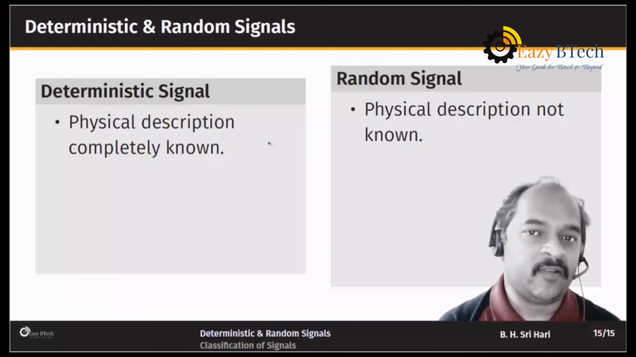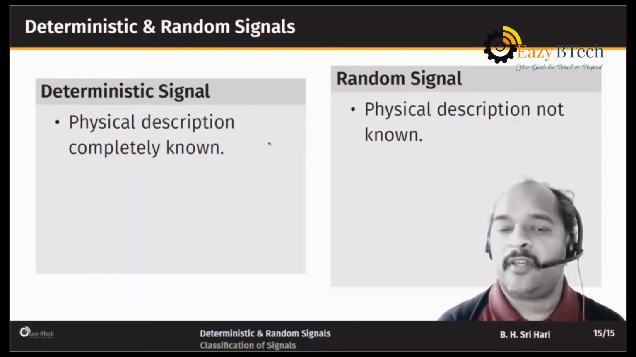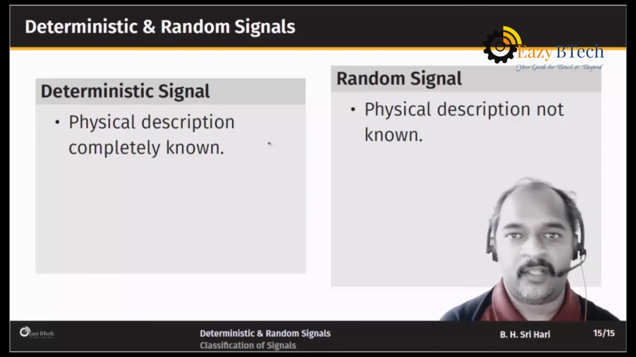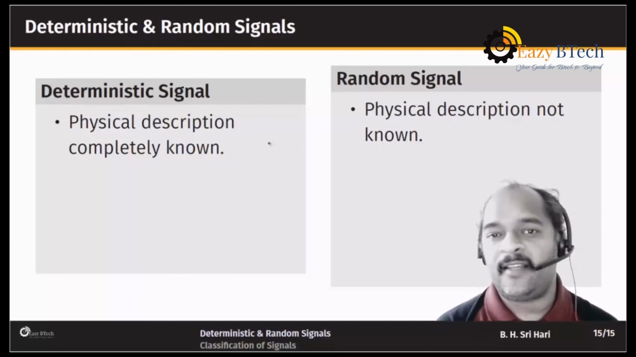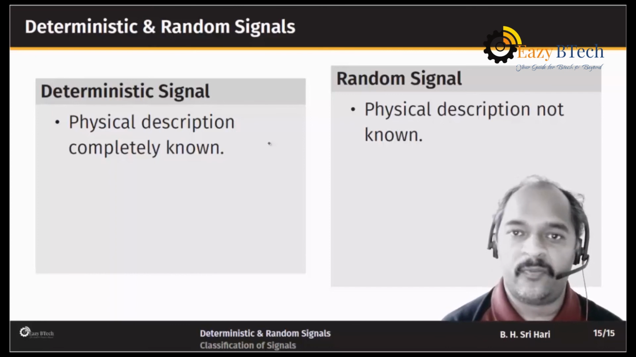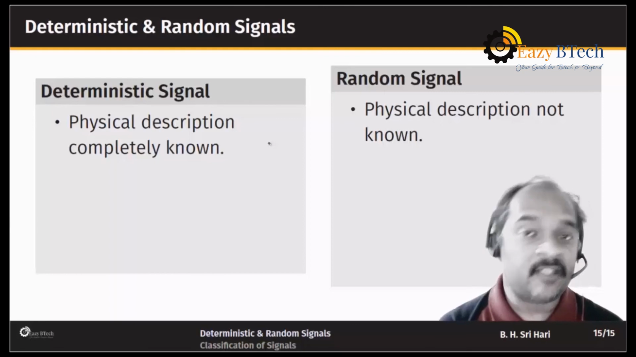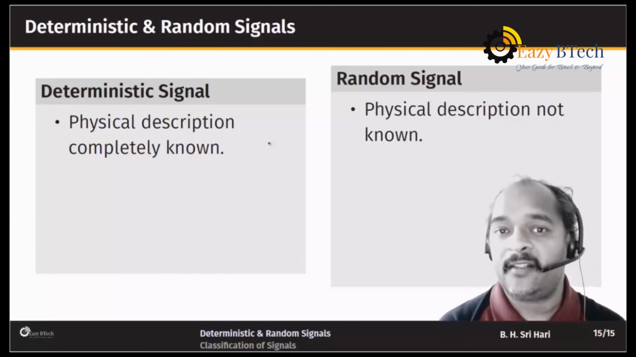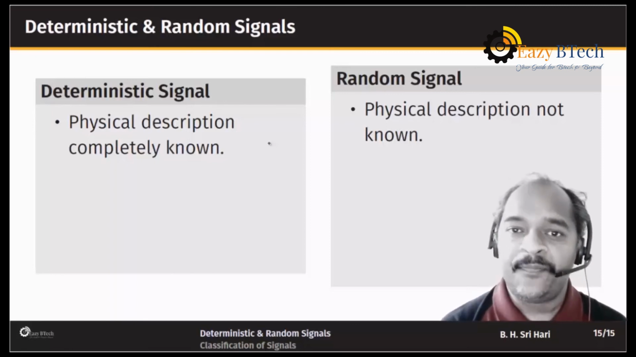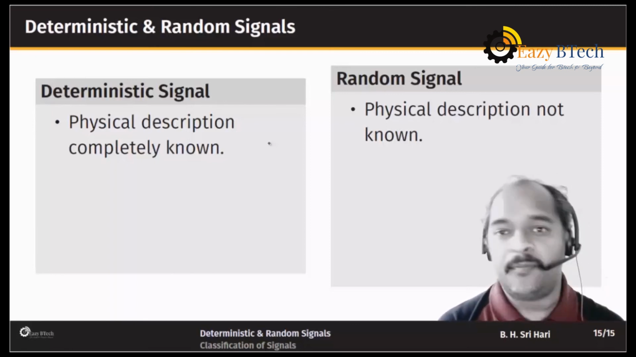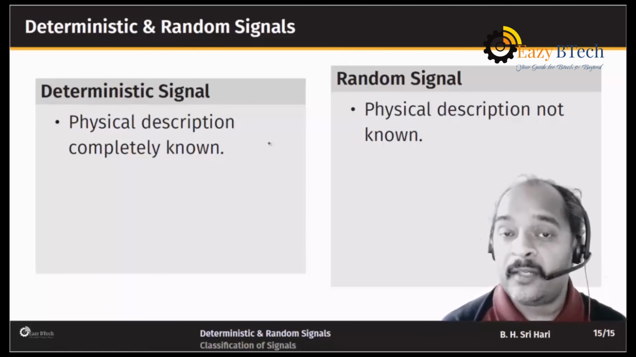If you look at the temperature, we don't know what is the mathematical equation for temperature, right? So can you tell what is the temperature tomorrow at 9 a.m.? It's not possible. You can say that it is cool, but what exactly is the temperature? We don't know. So why? Because the temperature usually depends upon multiple factors whose physical phenomena we are not aware of, and hence we say that that is a random signal.